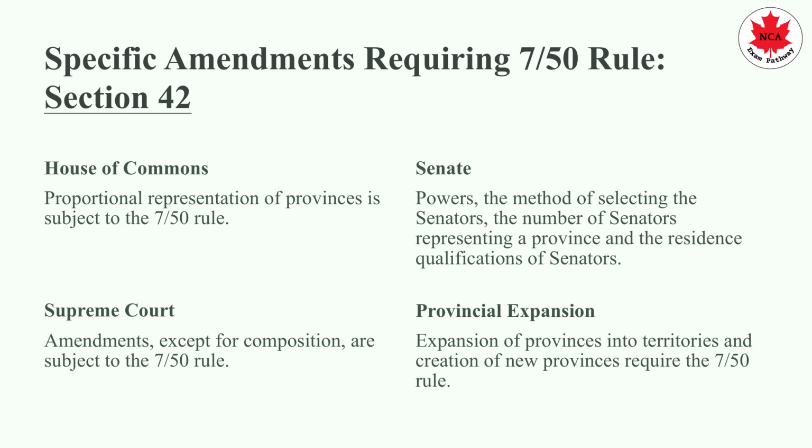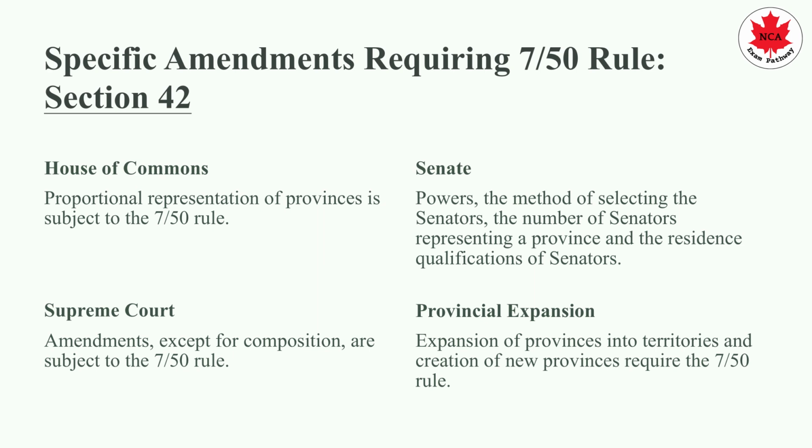Now we will talk about the specific amendments requiring the 7 by 50 rule. Here Section 42 identifies specific areas of the Constitution that by default require the 7 by 50 rule to be amended. Following matters in particular must be made by using the general amending formula.